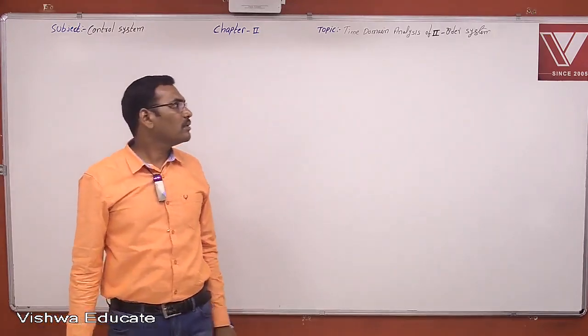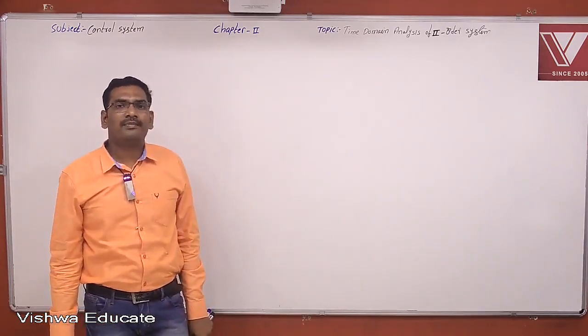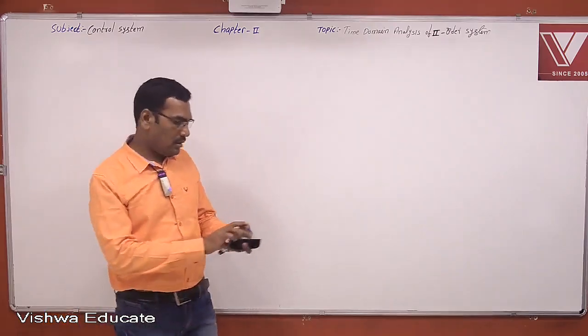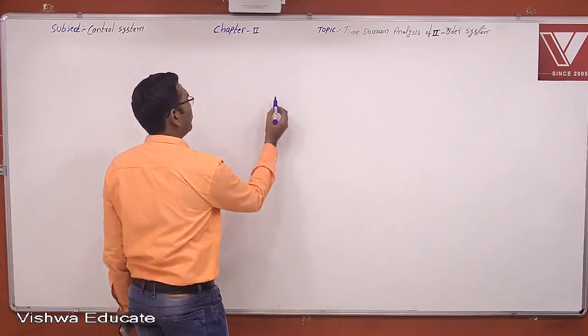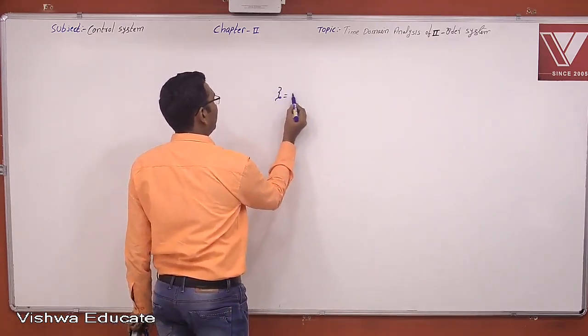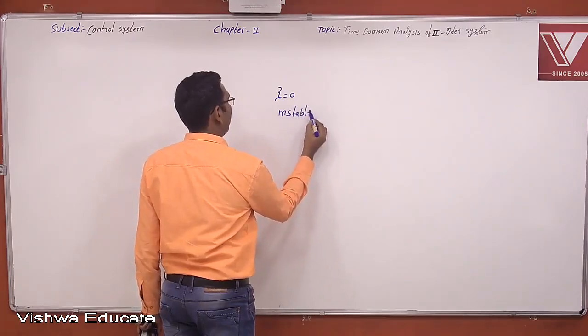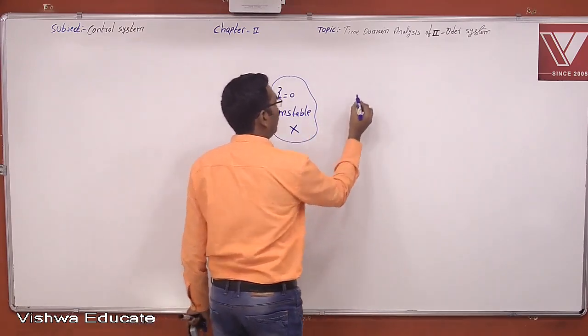Okay, student. Now we just saw the impulse response of the second order system. In that impulse response, we have to form a list. What is the list you have to identify? When damping factor zeta equals 0, the system is marginally stable, so we never use this.